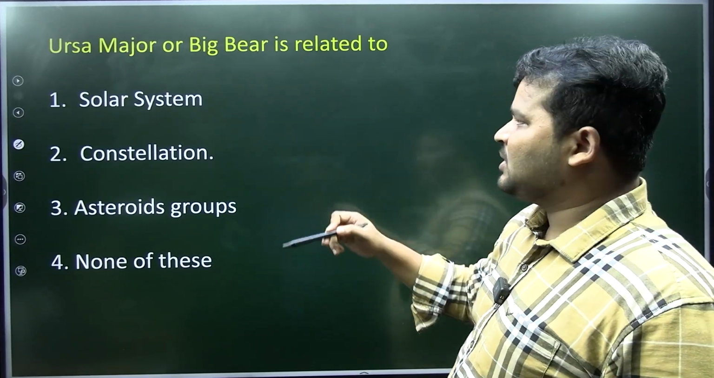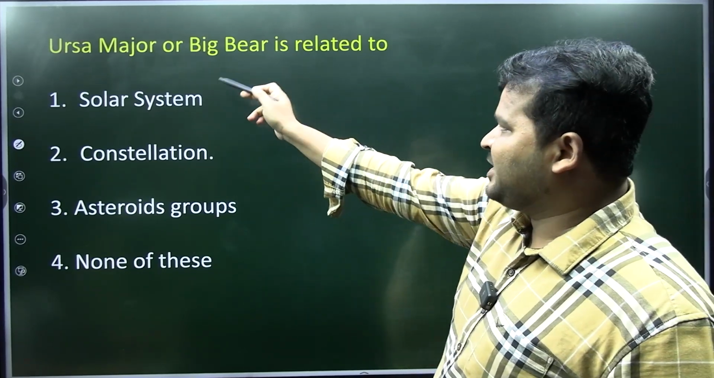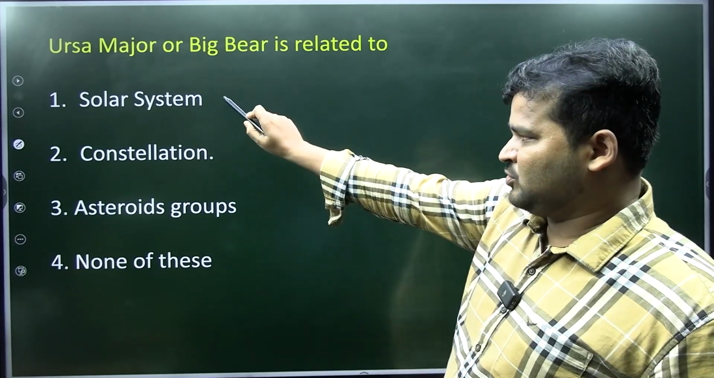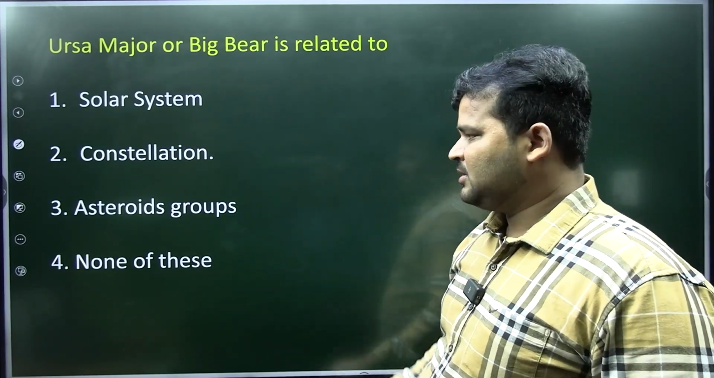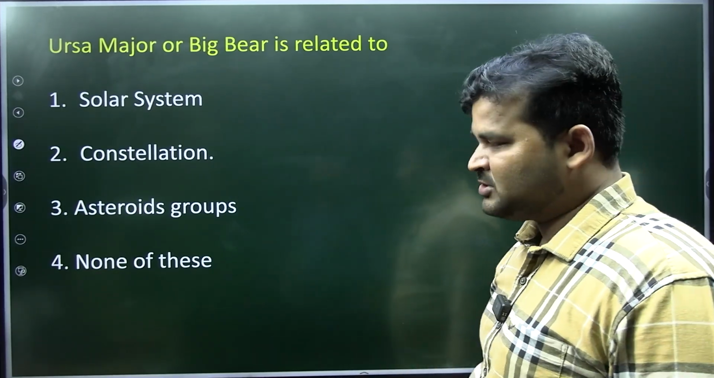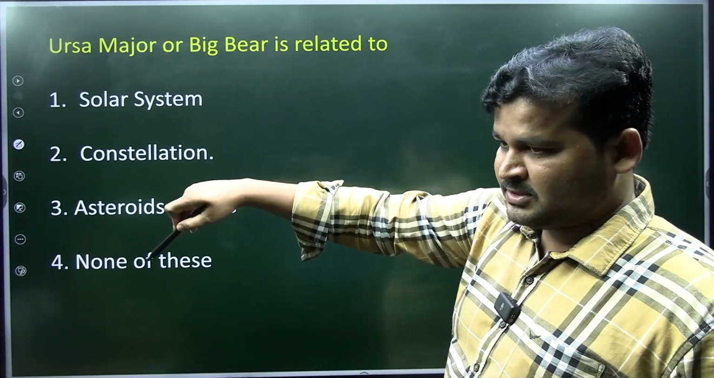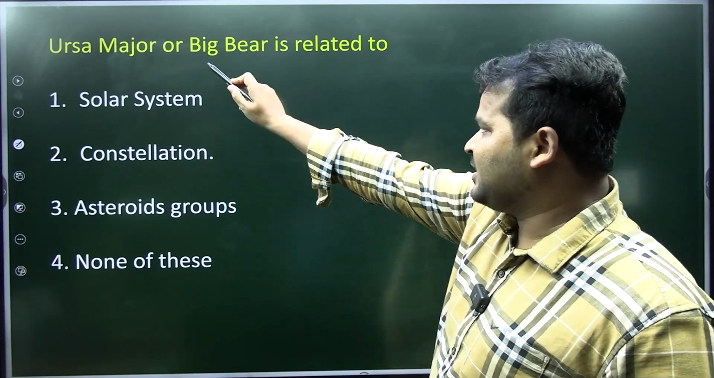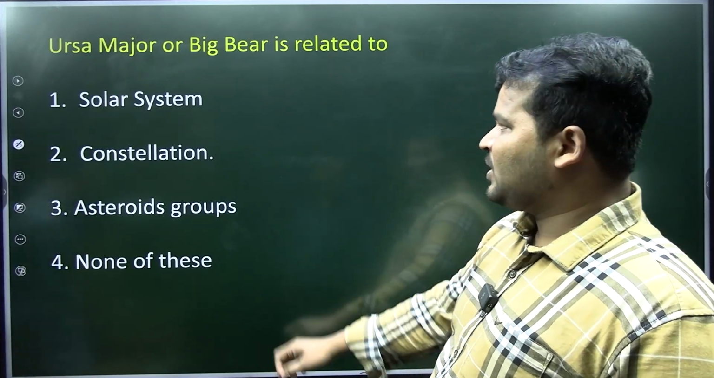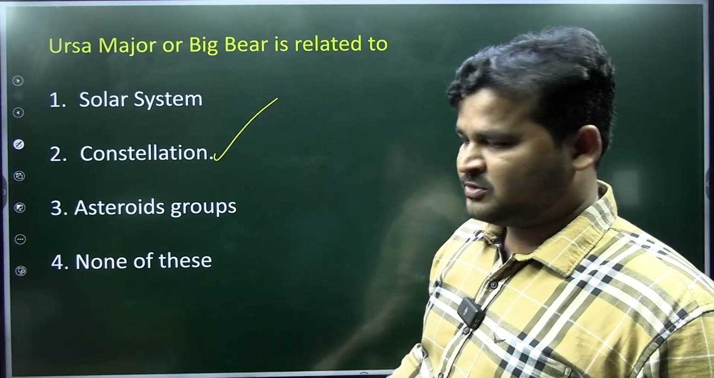Next, one more question. Ursa Major or Big Bear is related to. He is asking what Big Bear or Ursa Major is related to. They have given 1 as solar system, 2 constellation, 3 asteroid groups, 4 none of these. What will be the answer for this question? Exactly. In the main video, I have shown the image related to Big Bear. Please recollect that class. So what is the answer? Constellation. Big Bear is a group of stars.